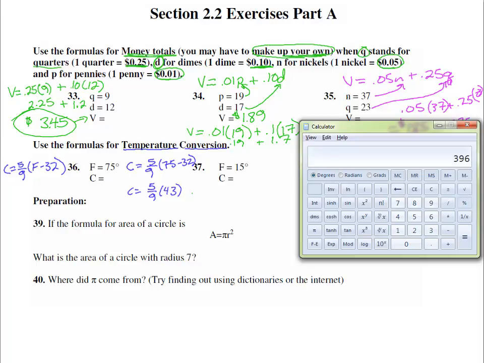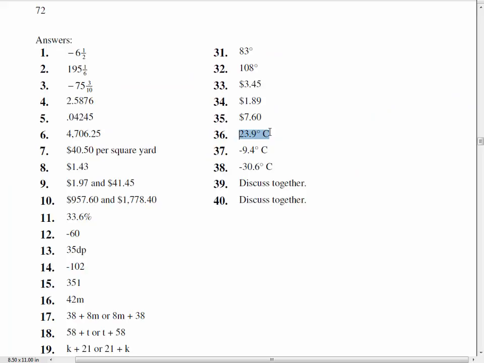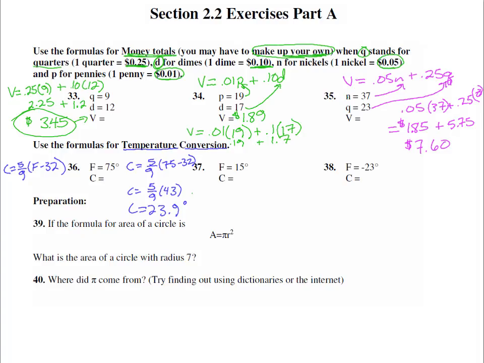Let's plug that in the calculator. 5/9 we can turn into a decimal by 5 divided by 9 times 43 equals 23.88888. So rounding at one decimal place, 23.9 degrees. So C is going to equal 23.9 degrees Celsius. 75 degrees Fahrenheit is 23.9 degrees Celsius. Let's check that answer. 23.9 degrees Celsius, correct.